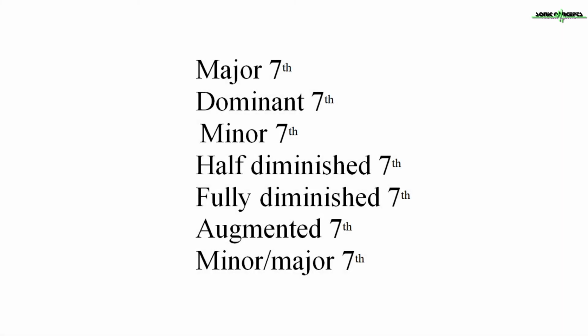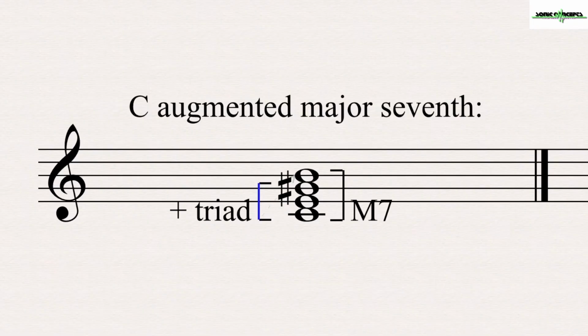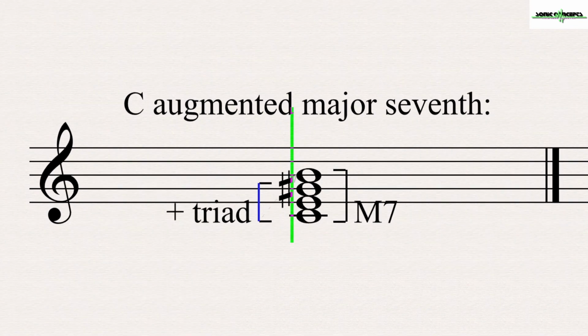These are the most common 7th chords, but are by no means all the 7th chords in existence. Other 7th chords we'll be exploring later are listed here. The augmented major 7th chord consists of an augmented triad and a major 7th above the root. Here's how this sounds.